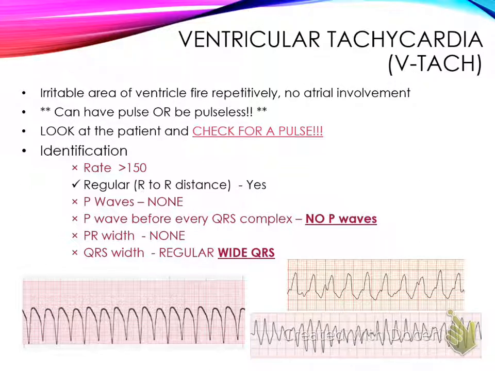But this is also a kind of VTAC. You can see how it gets big and it gets small and it gets big and it gets small. That one's called torsades, and that's from an electrolyte abnormality. Which one is it? Do you remember? It's magnesium. Hypomagnesemia will cause this kind of VTAC. So this one we would actually treat with magnesium, because torsades is a magnesium deficiency.